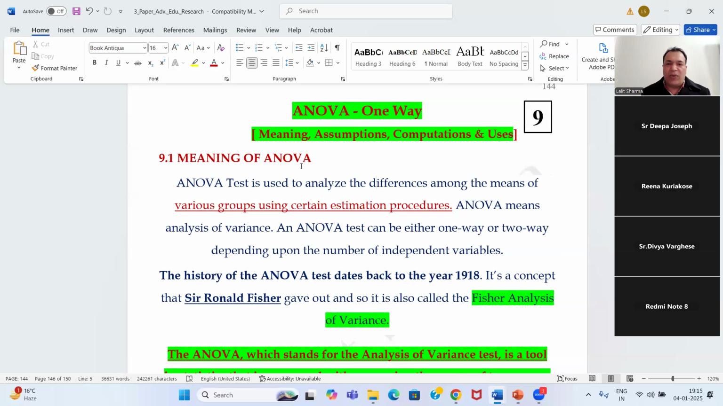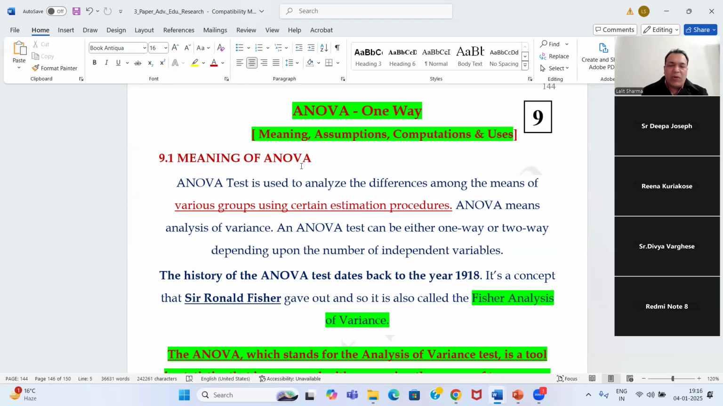What is ANOVA? First of all, guys, the full form of ANOVA is analysis of variance. Okay, first understand the concept, then we will learn the theory one, right? Actually, where do we use ANOVA, what is the use of ANOVA? Okay, when do we use the ANOVA.